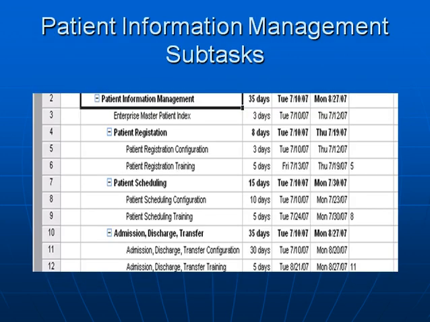For each of our high-level tasks, there were various subtasks listed that must be completed for each component of the EHR. For example, on this slide you will notice that in order for patient information management to be completed, the subtasks of patient registration, patient scheduling, and admission, discharge, and transfer had to be completed as well. We have highlighted the various high-level tasks and subtasks on the following slides to illustrate the timeline for the individual components of this project.